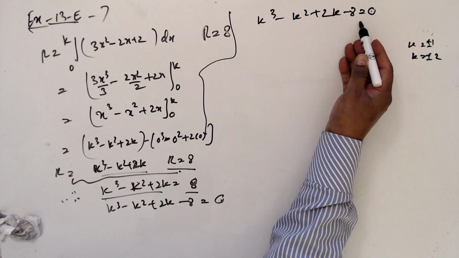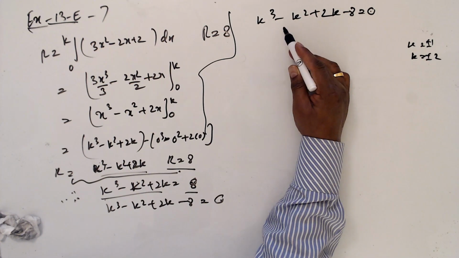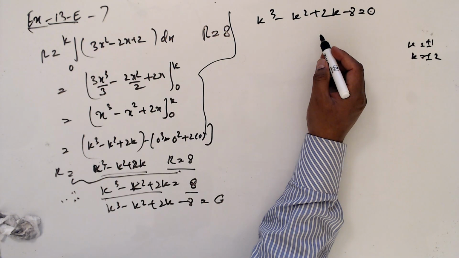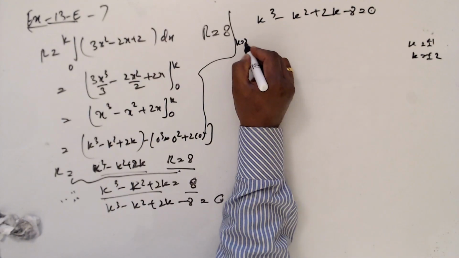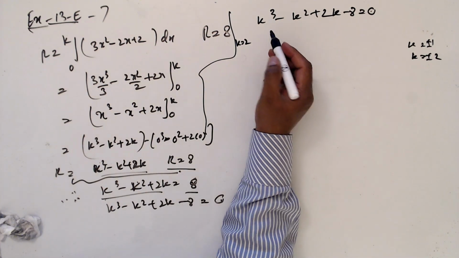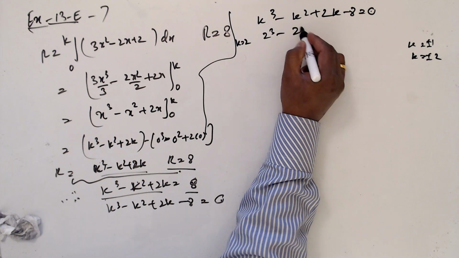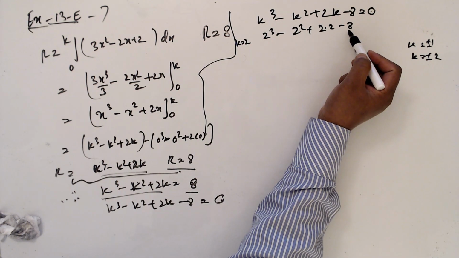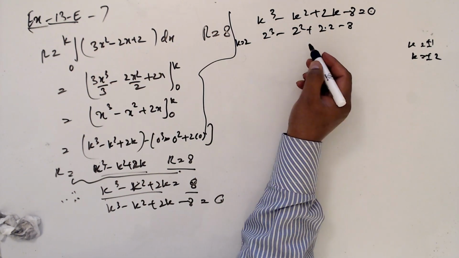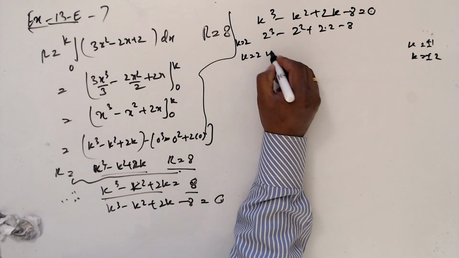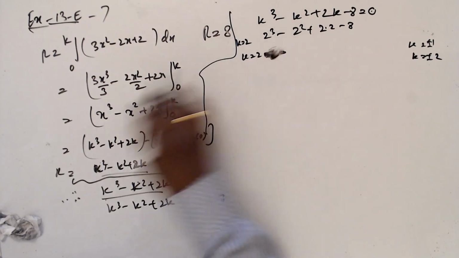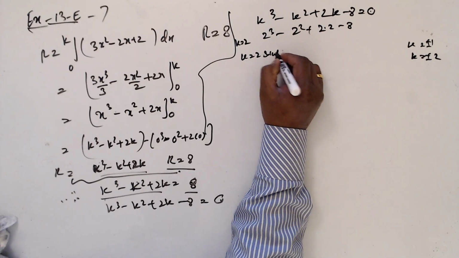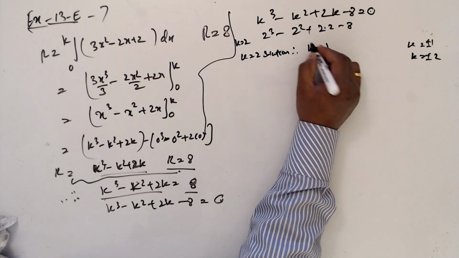Likewise, put k equal 1 and see whether this is satisfying. Then k equal minus 1. I can see that k equal 2 is going to be satisfied. If I put 2 cube, 2 square plus 2 times 2 minus 8, 8 minus 8 cancel out, 4 minus, yes, k equal 2 is a solution, hence k minus 2 is a factor.